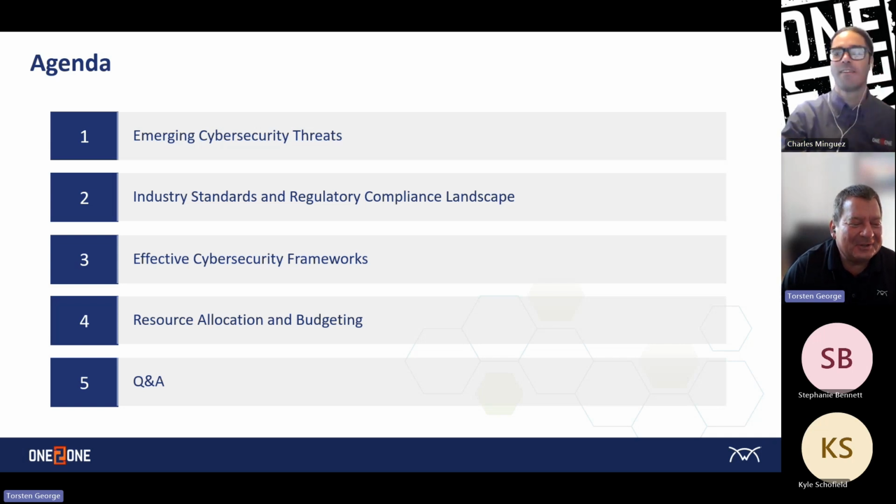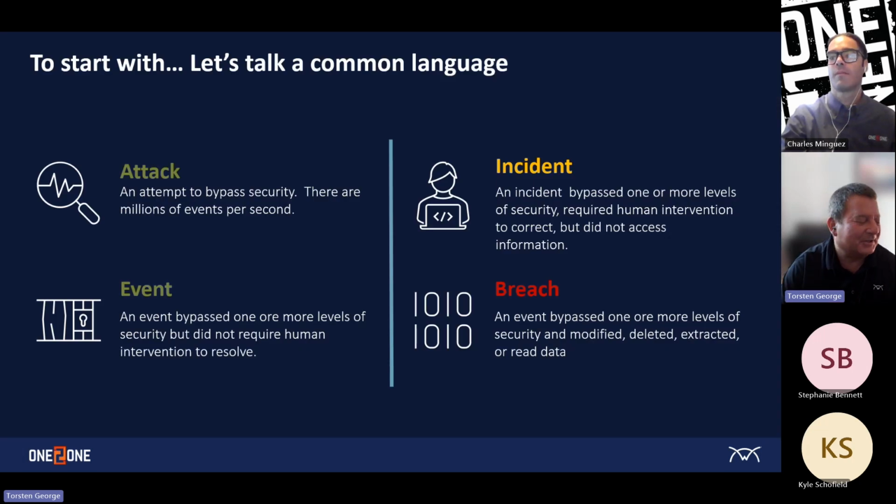Yeah. So before we start, I wanted to set a common language. So when we talk today, you will hear terms like attacks, events, incidents, and breaches. So just to define that upfront, an attack is really an attempt to bypass an organization's security efforts, but there are millions of events per second that occur. They're not necessarily successful. An event, as a difference to the attack, is where it has bypassed one or more levels of security, but it really did not require human intervention to resolve.